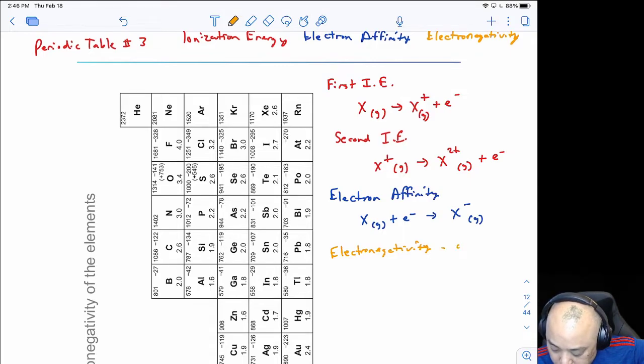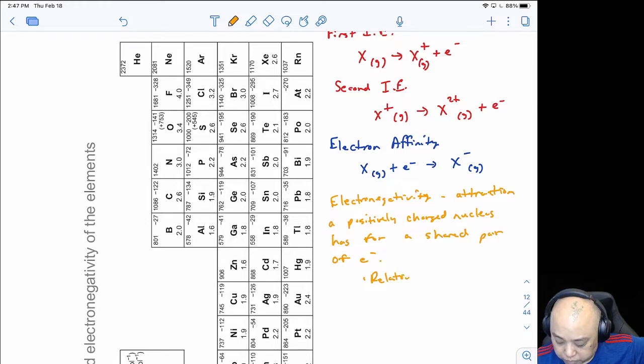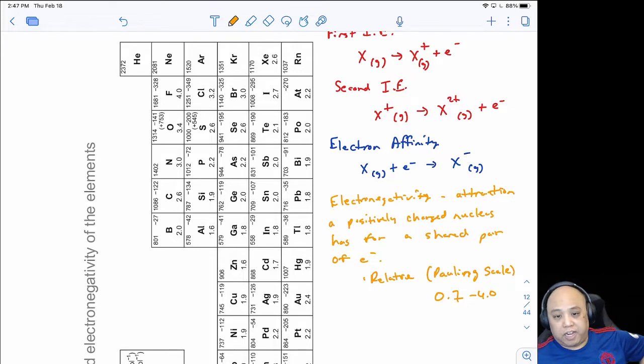Electronegativity is the attraction a positively charged nucleus has for a shared pair of electrons. So essentially, how much does that atom pull on the bonded electrons toward itself? How strong is that pull? So this is all relative. And we use the Pauling scale in IB, which is 0.7 to 4.0 that we're used to, finding the difference in those values to figure out what type of bonding is present in the structure here.